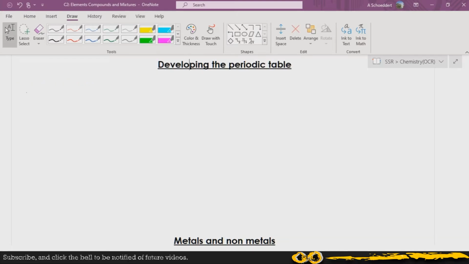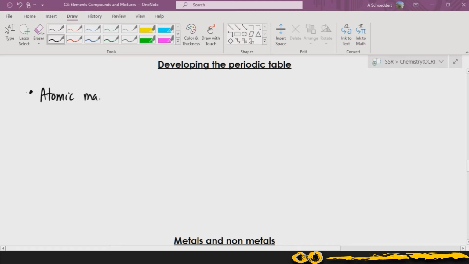Next, we're going to look at one of the most beautiful things in chemistry, the periodic table. It was developed by a scientist named Dmitry Mendeleev, and he did 3 interesting things. He wasn't the first to do something similar, but he was the first to put them all together. He grouped elements by their atomic mass, which is similar to the relative formula mass we have today.